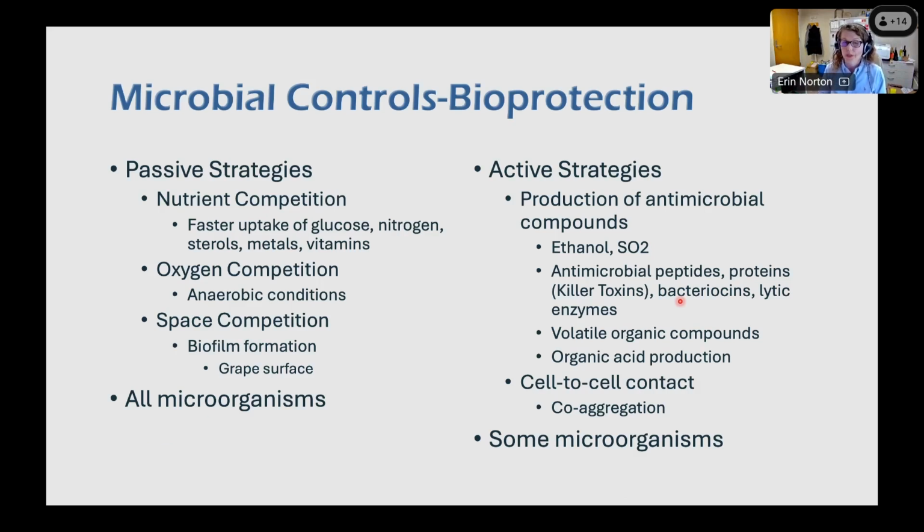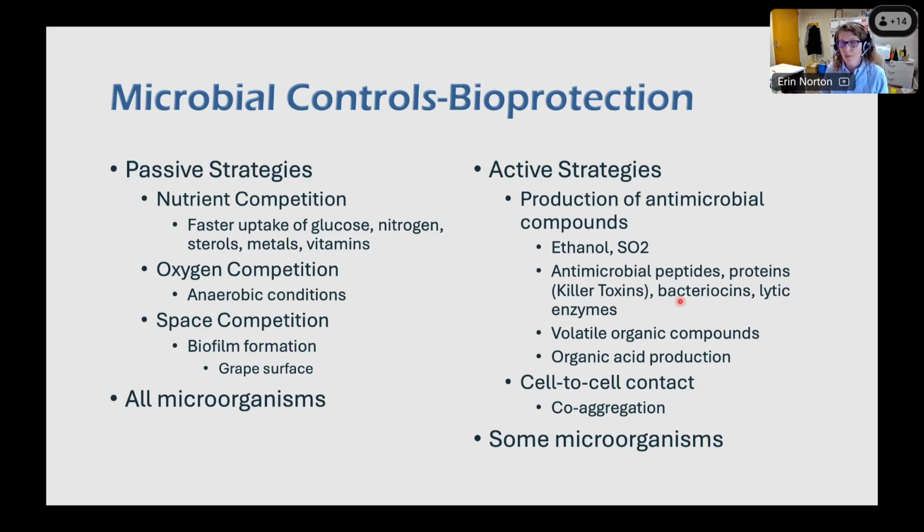So the production of antimicrobial compounds. And what are those? We've already talked about a couple: ethanol, SO2. Yeast naturally produce SO2 just in their metabolism. And so they do secrete that, meaning they kick it out of their cells. And when they kick it out of their cells, that can harm SO2 sensitive microorganisms. So they're actively protecting themselves.